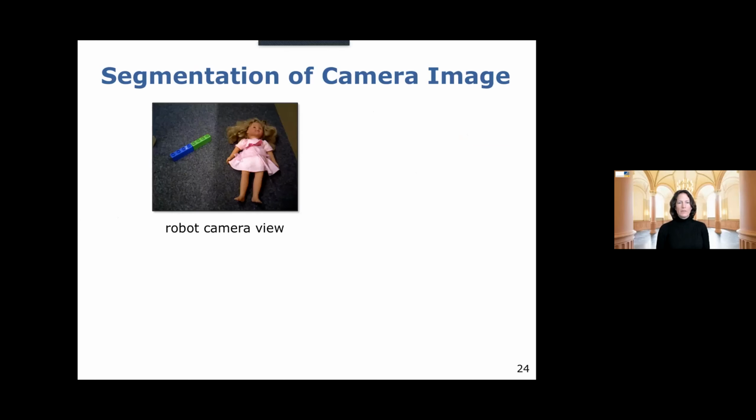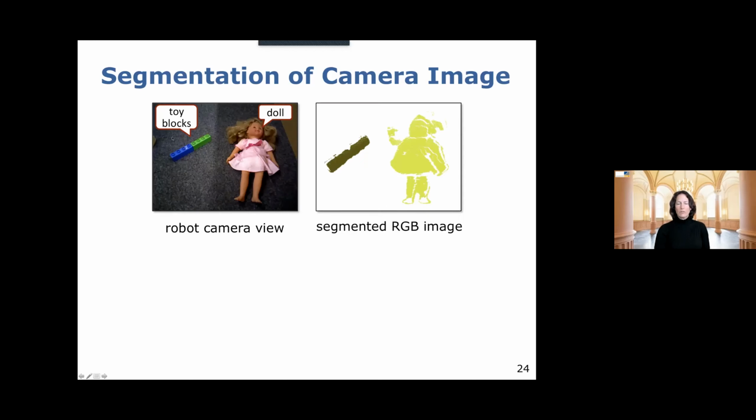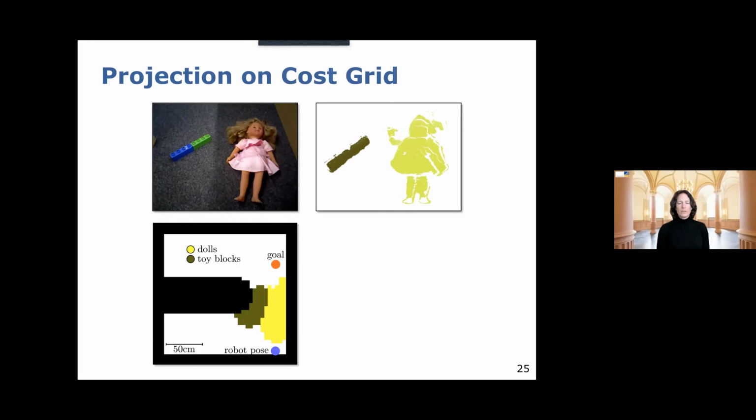Here, this is a current camera view of the robot. As I said, we first segment the RGB image with a convolutional neural network that we have learned before. So the robot knows that this here is a doll, that these are toy blocks, and the corresponding segmented RGB image looks as follows, where the individual pixels are marked with the object class they belong to. Using the information from the depth channel of the camera, we have information about the distance of the obstacles, and we can use this information to determine the location of the object in the 2D map. Basically, we project the object onto the ground. So we have an estimate about their relative position and size and can use this to project the information onto the ground.